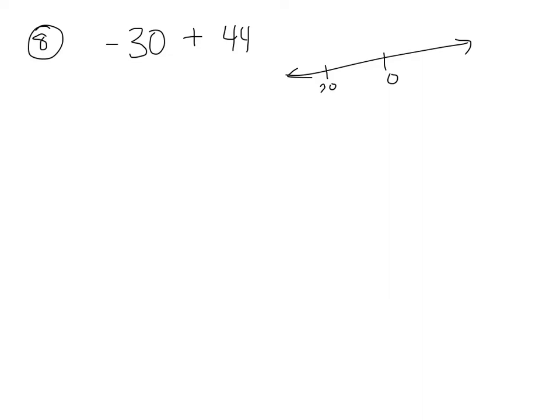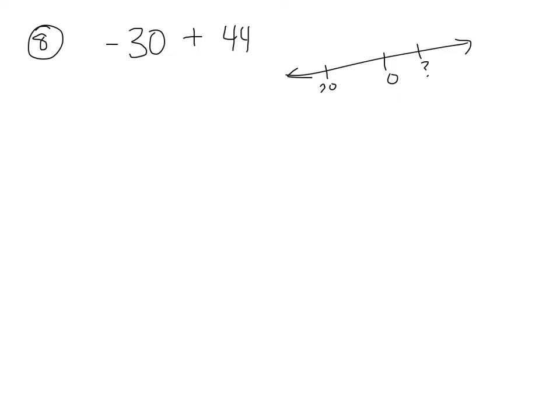Okay, so if I'm going to increase my negative 30 by 44, I'm going to go, let's see, all the way, and I'm actually going to pass 0, right? Because going from negative 30 to 0 would only be 30 moves, but I need to do 44 moves. So we know we're going to end up somewhere over here. So let's use the method we've been talking about, all right? So negative 30 and then 44.